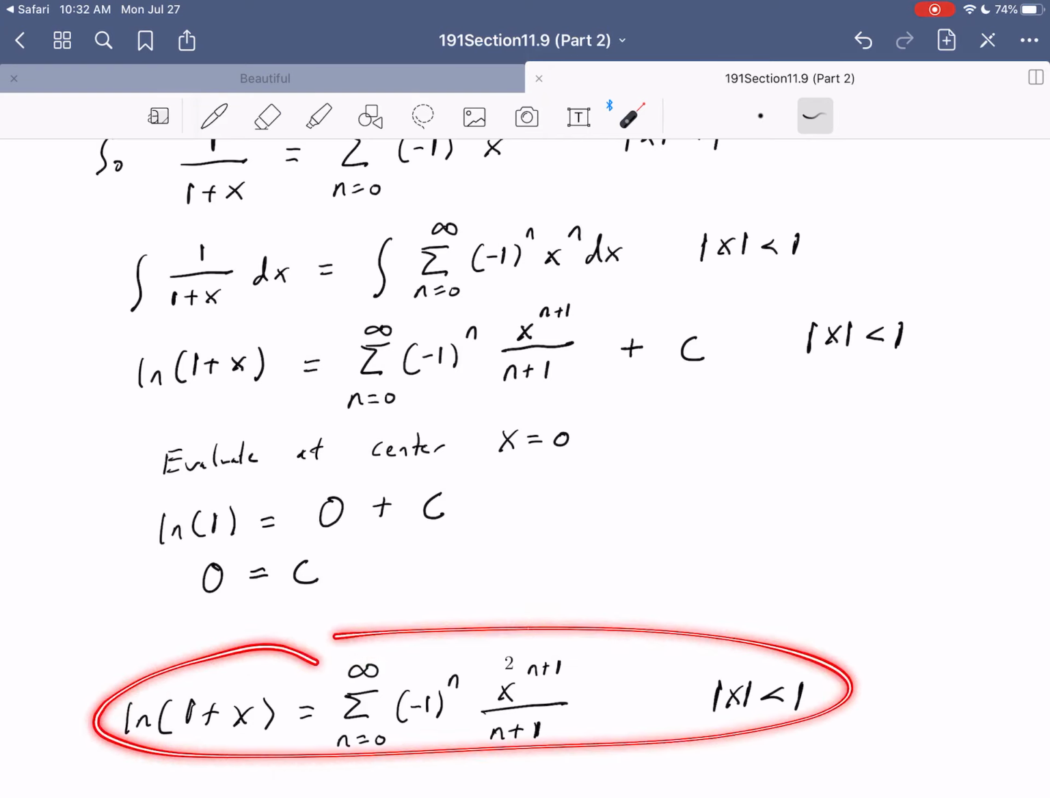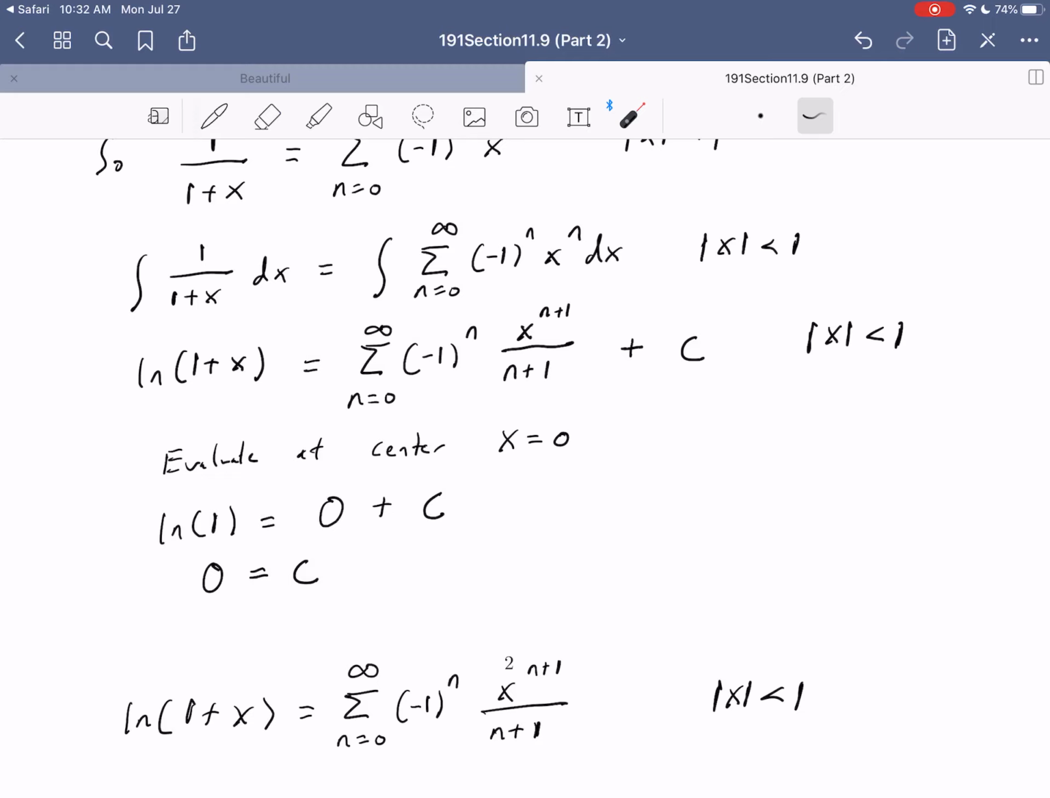So this is going to be an important one, and we're going to rewrite it at the start of 11.10 just to summarize all our results. But for now, you should recognize that this is a big step forward from what we were doing earlier. Before we were limited to just rational functions. Now we've seen how to represent a logarithm in terms of an infinite polynomial series.